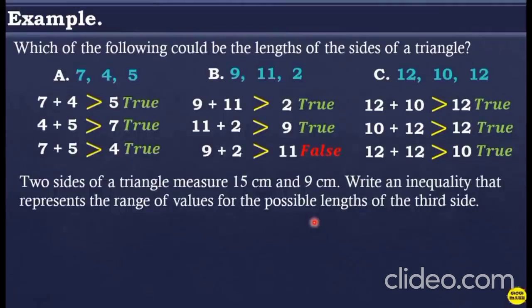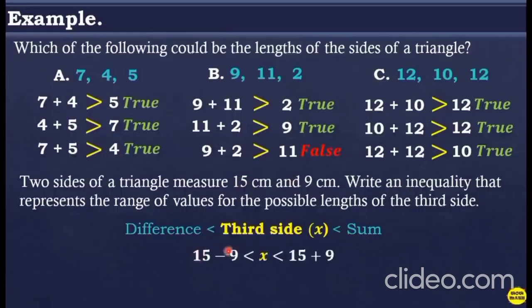So, tandaan yung triangle inequality theorem na dapat, pag inadd natin yung any two sides ng triangle, dapat it is always greater than the third side. So, paano natin makukuha? So, we will be using this formula. Okay? So, kunin mo yung difference nung given, and then ito yung unknown natin, and then kunin mo yung sum nung given. So, ano ba yung given natin? 15 and 9. So, that is 15 minus 9. And then your third side, ito yung unknown, yung hinahanap natin, that is x. And then the sum of the given, so we have 15 plus 9.